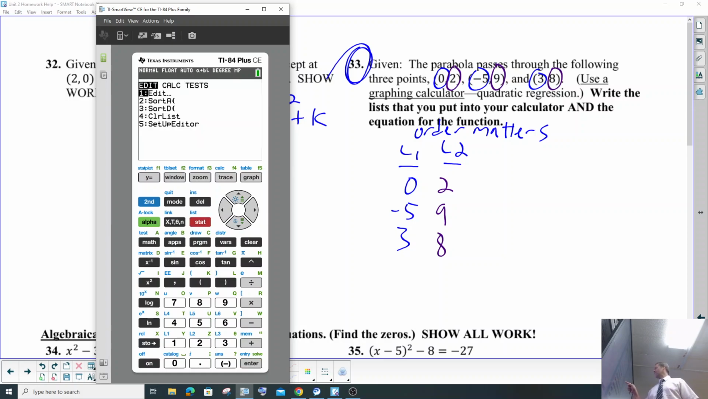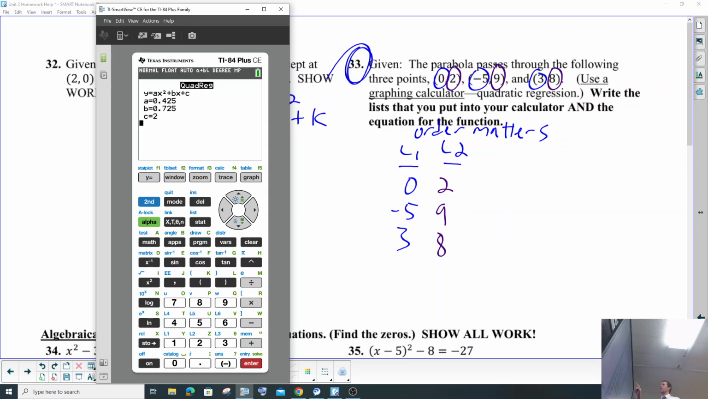So hit the stat button, go over to calc, and it's going to be option number 5, quad regression of our list 1, second 1, and our list 2, second 2. You can also store it. If you want to store it and graph it, you can. That's going to be vars, y bars, function y1. Then we hit calculate, and it gives us our answer. There's our equation in 3 decimal places.